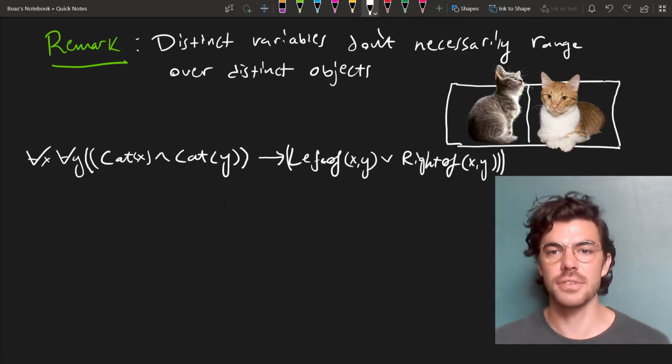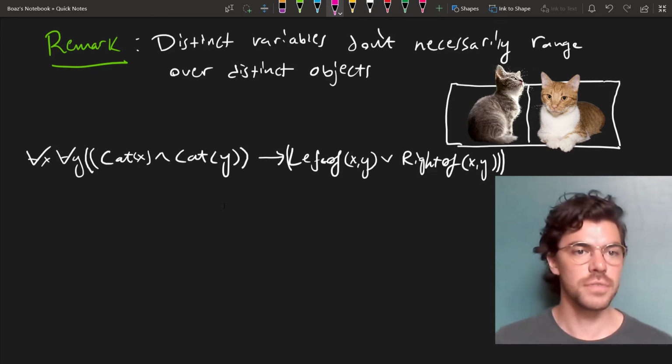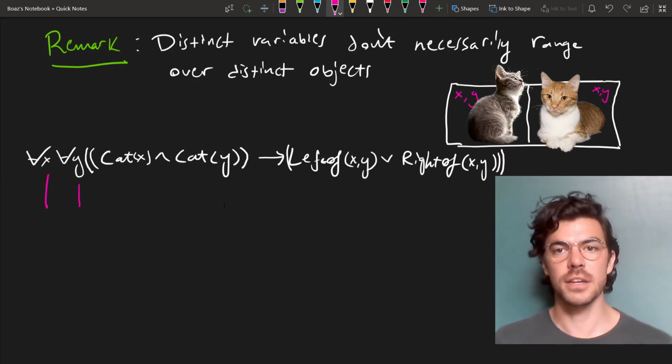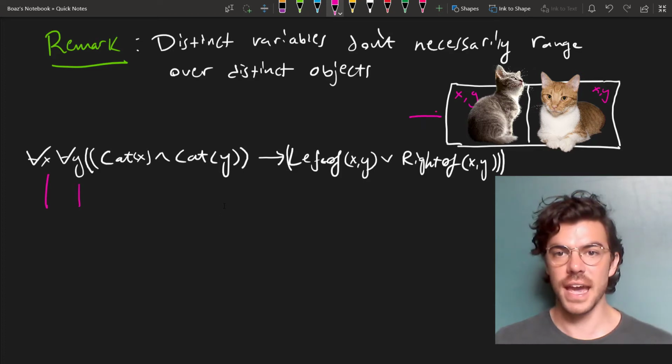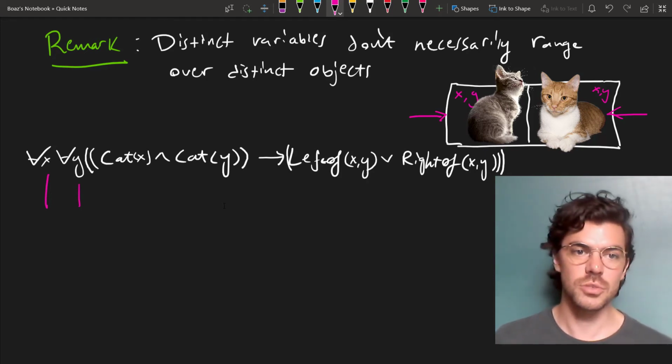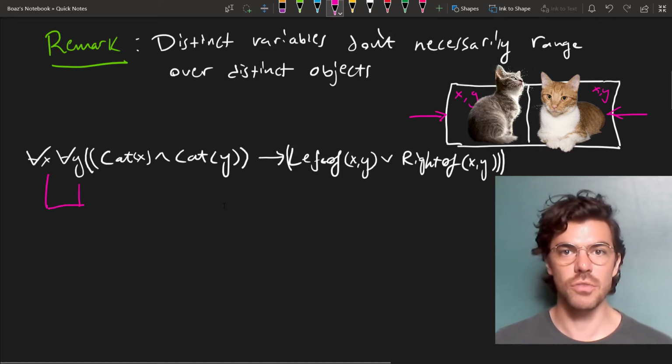Granted, the cat on the left is left of the cat on the right, and the cat on the right is right of the cat on the left. But these two variables here, X and Y, don't pick out different cats, and so they both range over the left cat and over the right cat. What this in effect means is that every cat is either left of or right of every cat, and that requires then that this cat be left of itself or right of itself, and that this cat be left of itself or right of itself, and that can't be because nothing can be to the left of itself or to the right of itself. So we have to be very careful about assuming that our variables range over distinct objects.